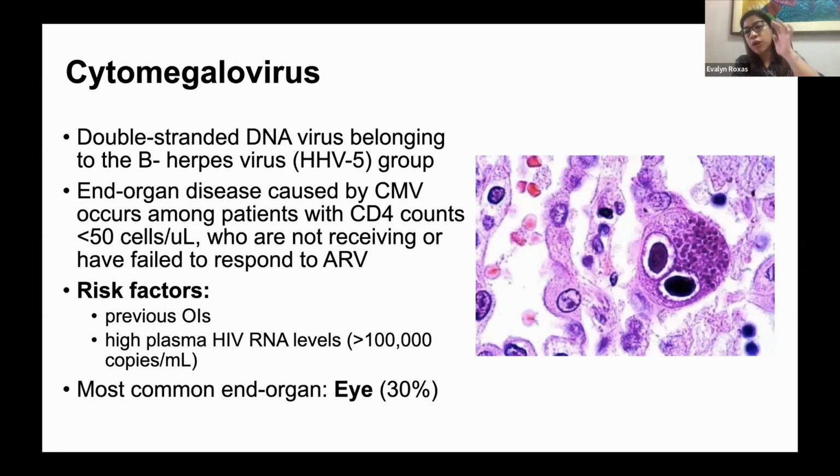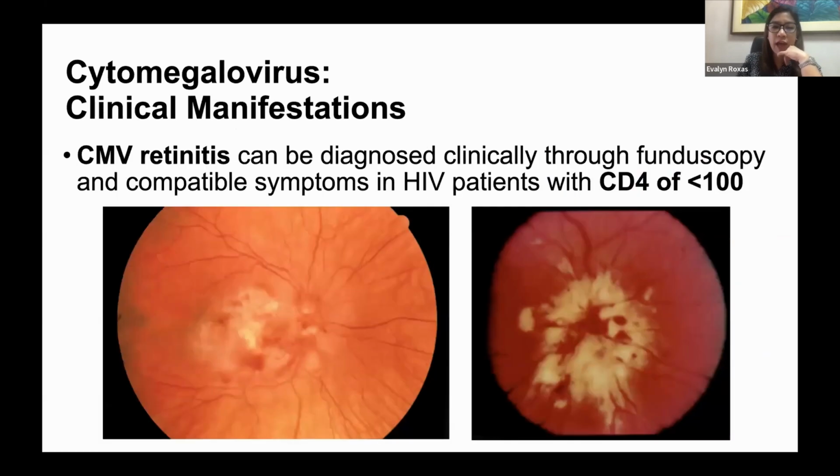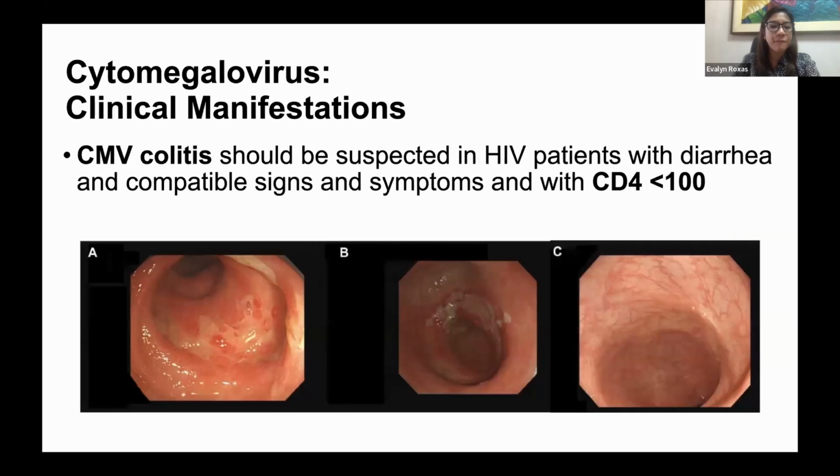The most common involvement of CMV is the eyes, in 30% of the time. Particularly, we have CMV retinitis, and this can be diagnosed clinically through fundoscopy and compatible symptoms in HIV patients with CD4 count of less than 100, most of the time. Other CMV involvement, you can also have CMV colitis. This should be suspected in HIV patients who present with diarrhea, and particularly, again, if they have CD4 count of less than 100.